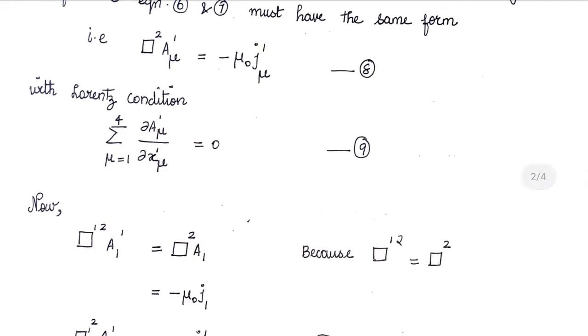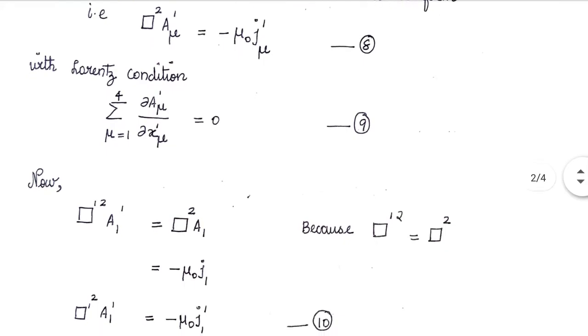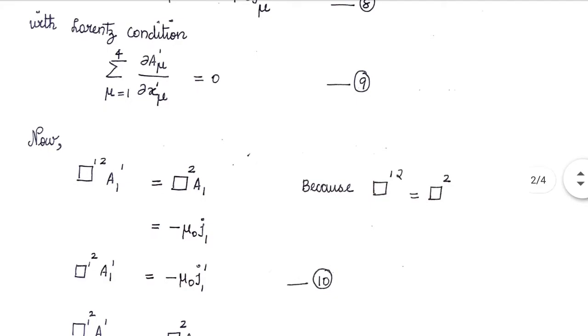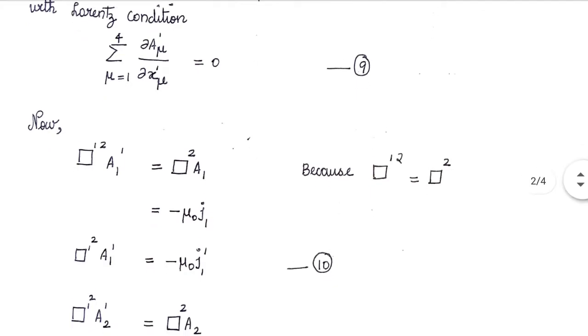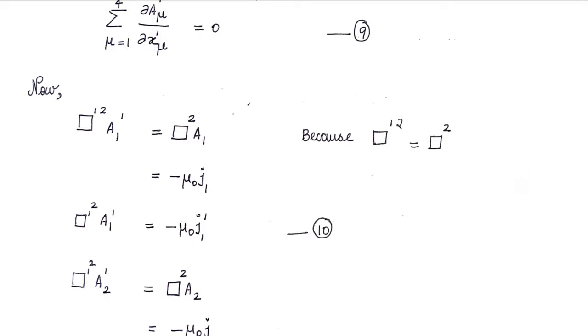Now let us check that. Let us take the first component of A mu. Del prime square A1 prime: this del prime square, the D'Alembert operator, is equal to del square, which is already proven. So it is del square A1, since A1 prime is equal to A1. We know del square A is equal to minus mu naught J, so here we have written it as minus mu naught J1, and J1 is equal to J1 prime. So del prime square A1 prime is equal to minus mu naught J1 prime.